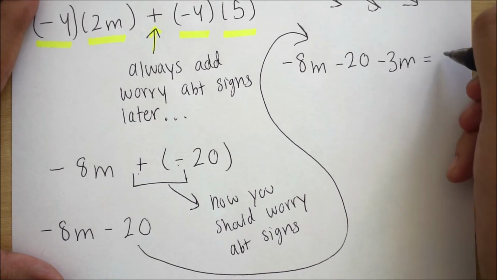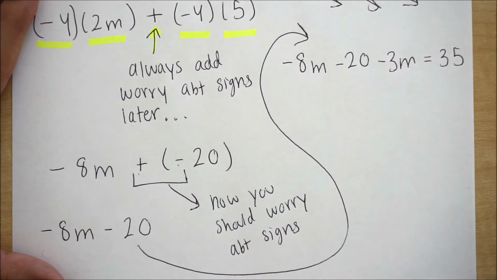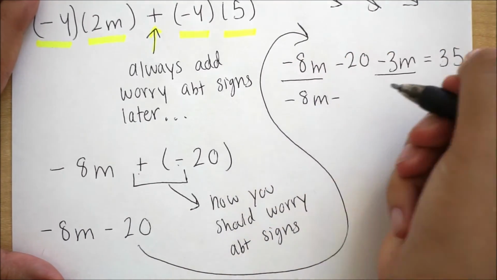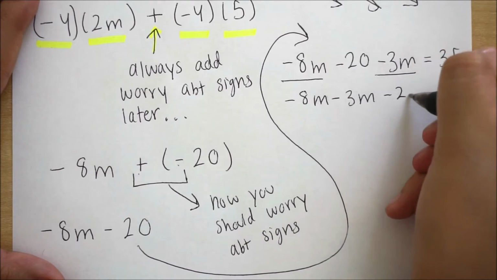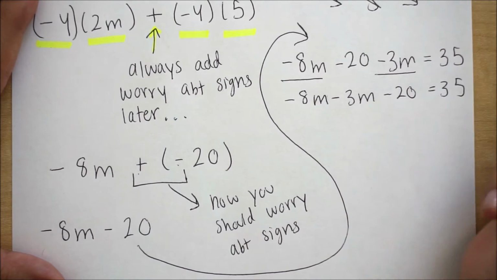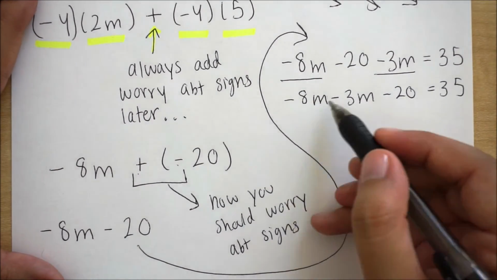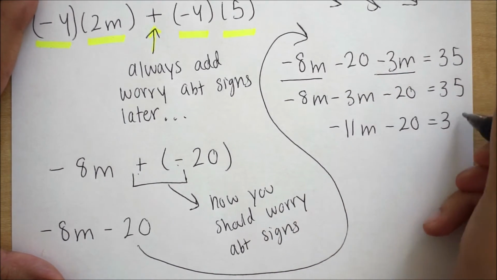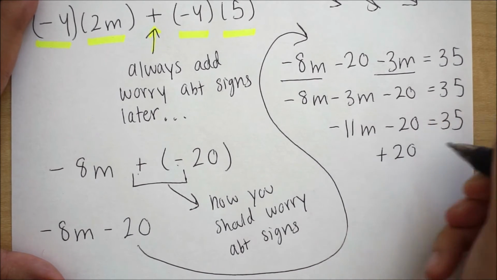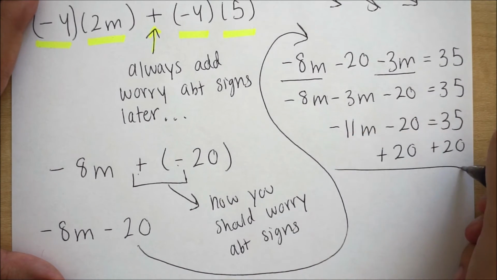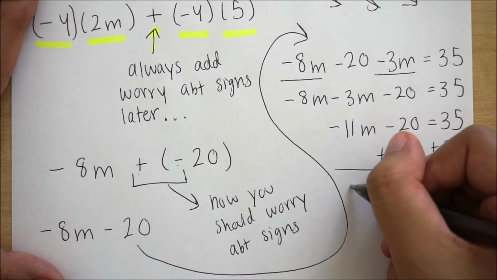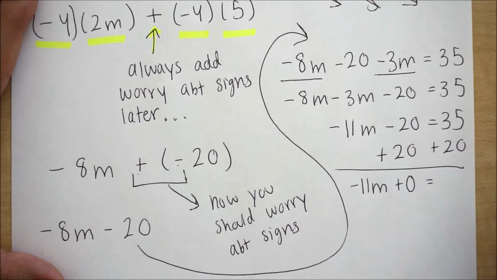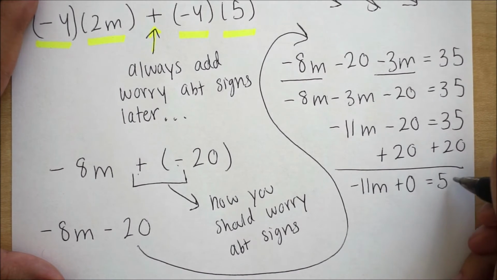So it's negative 8m minus 20 minus 3m is equal to 35. Combine the like terms on the left side of the equal sign. Negative 8m minus 3m is equal to negative 11m minus 20, which is equal to 35. We want to isolate m now. So we're going to add 20 to both sides of the equal sign. So we have negative 11m, and that is equal to 35 plus 20, which is 55.